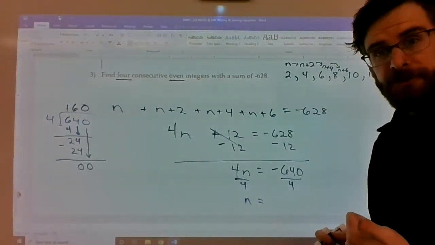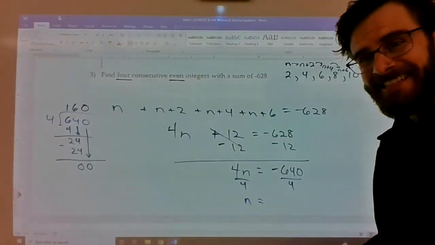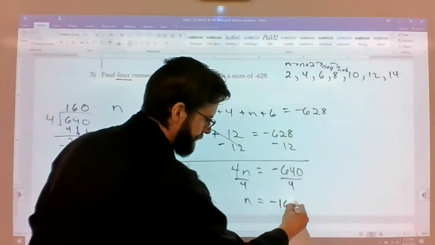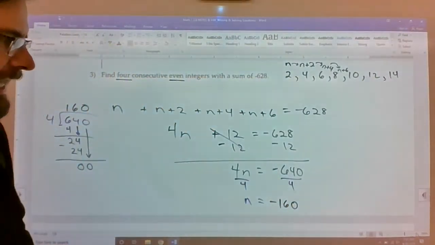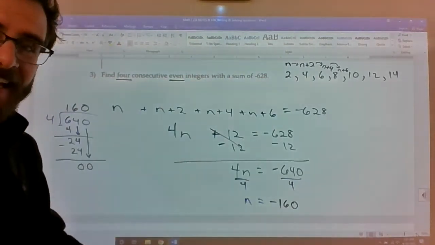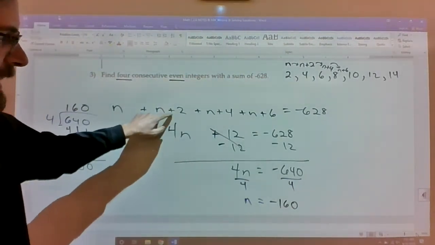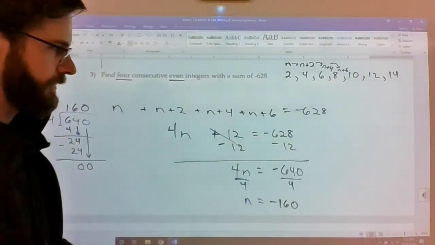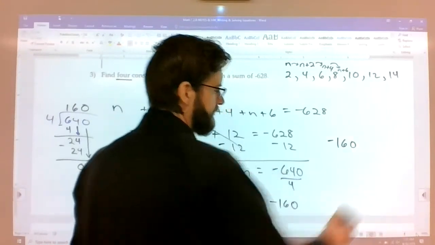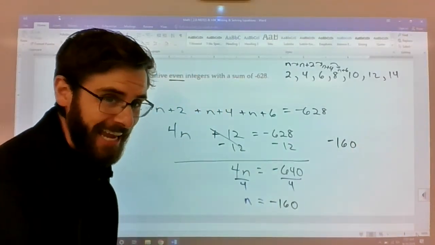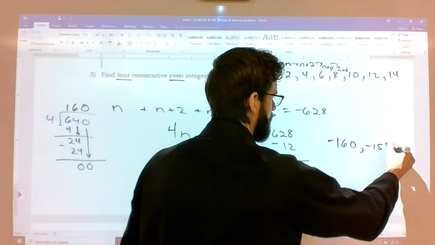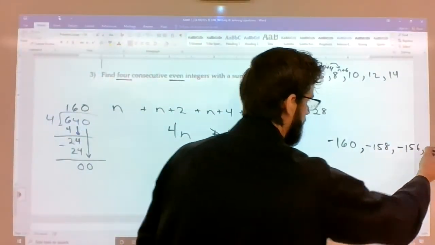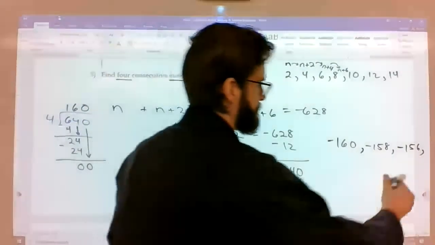All right, we found our first integer. It's negative 160. Remember, a negative divided by a positive is a negative. And then hopefully at this point you guys have seen the pattern. If they're negative numbers and they're jumping plus 2 every time, then the digit actually goes down. It's going to be negative 160, followed by negative 158, followed by negative 156, followed by negative 154.